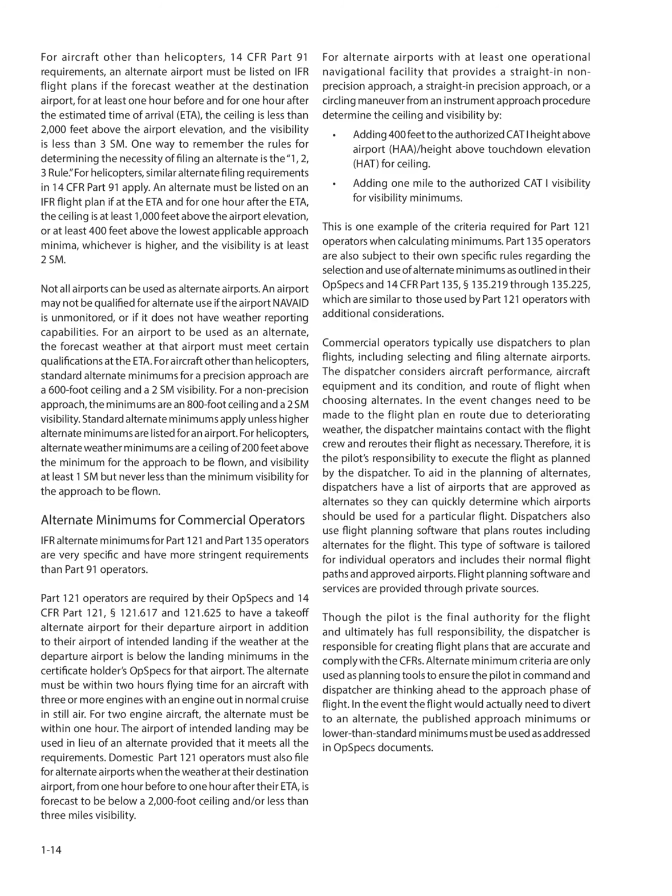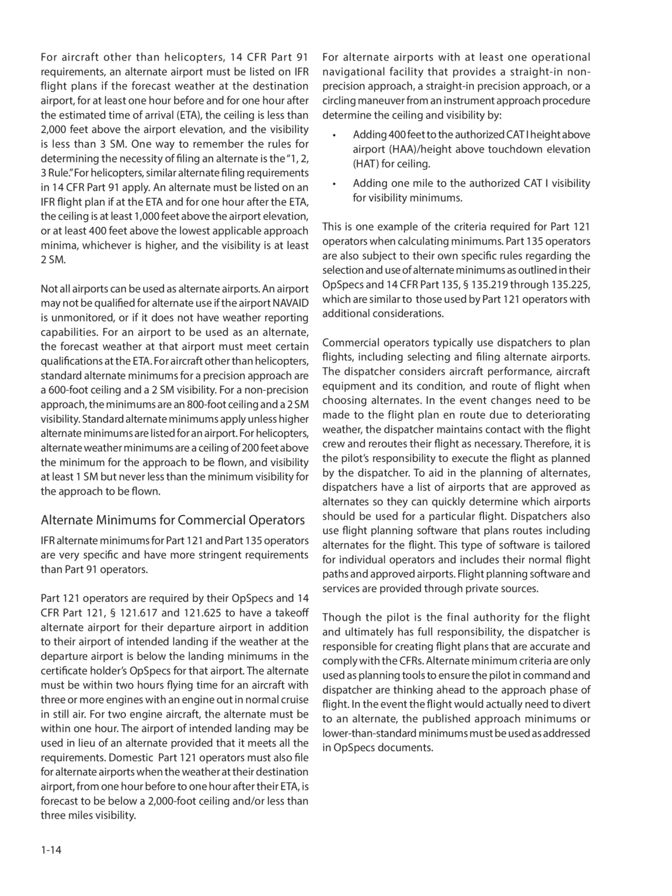For aircraft other than helicopters, 14 CFR Part 91 requirements: an alternate airport must be listed on IFR flight plans if the forecast weather at the destination airport, for at least 1 hour before and for 1 hour after the estimated time of arrival (ETA), the ceiling is less than 2,000 feet above the airport elevation, and the visibility is less than 3 sm. One way to remember the rules for determining the necessity of filing an alternate is the 1, 2, 3 rule. For helicopters, similar alternate filing requirements in 14 CFR Part 91 apply.